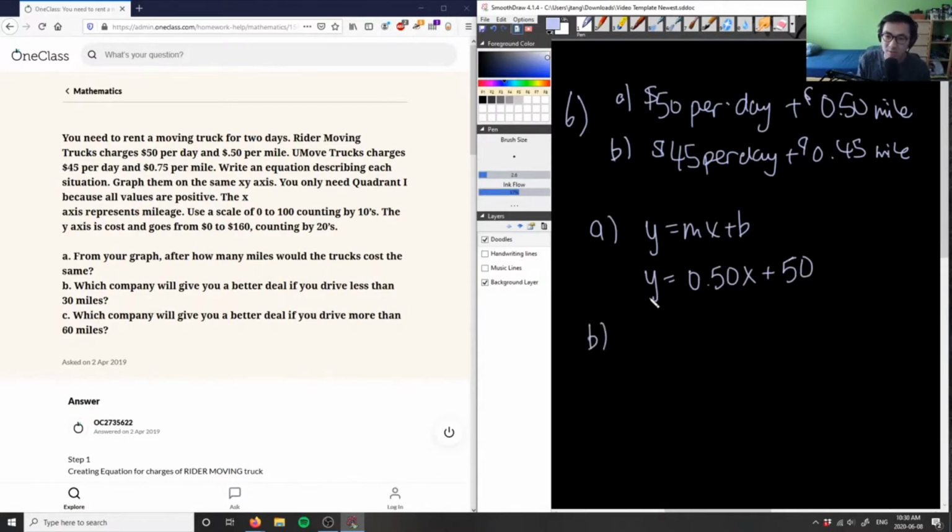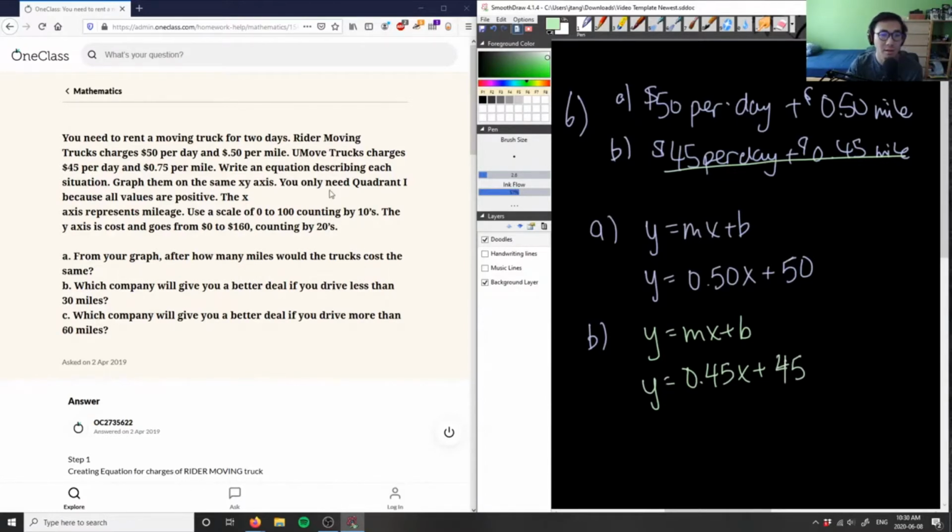And let's look at B. So this is the equation for the first one. Let's do B in a different color. So I'm going to have y equals mx plus b. Y here is going to equal, for the second situation B, $45 per day plus 75 cents, or 0.75 per mile. The exact same thing applies: the slope is our rate of change, which is 0.75 x, plus our initial cost for B, which instead of $50 per day is $45 a day. So we now have an equation describing each situation.